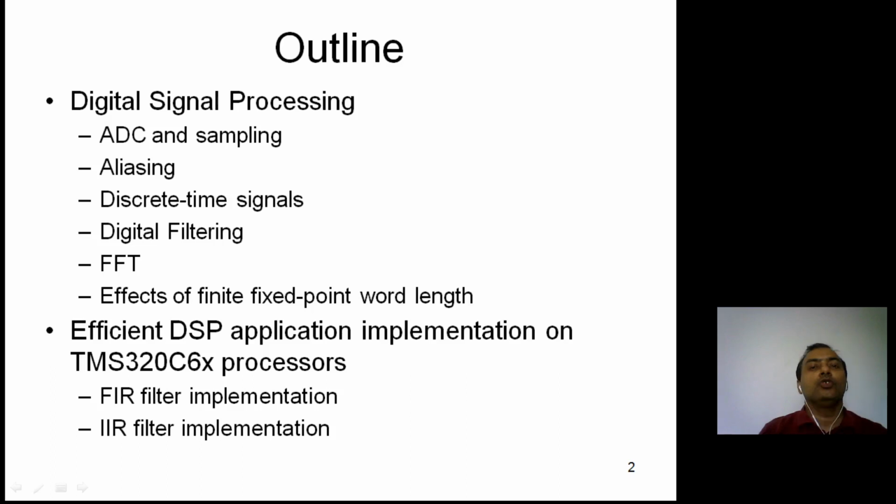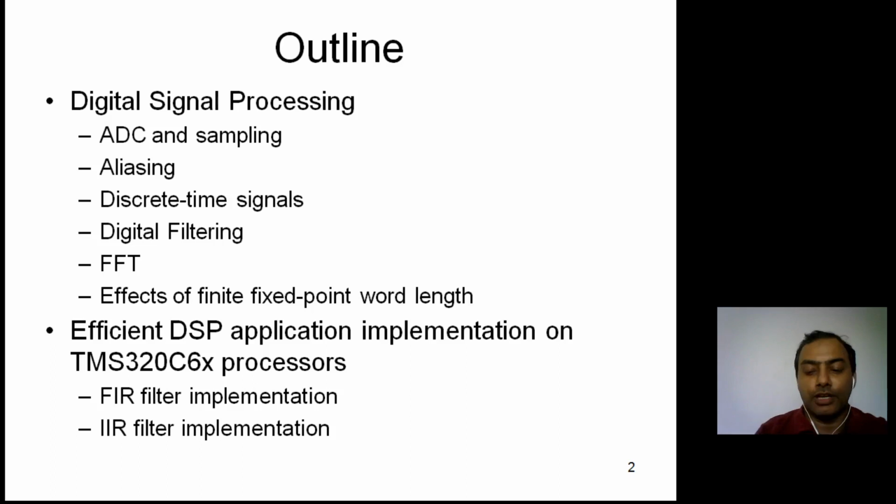Now, what are we going to cover in this? The contents are digital signal processing. In this, we are going to cover ADC and sampling, aliasing, discrete time signals, digital filtering, FFT, effects of finite fixed point word length, and moreover, efficient DSP application implementation on TMS 320C6X processors. In this, we will see the FIR filter implementation and IIR filter implementation.